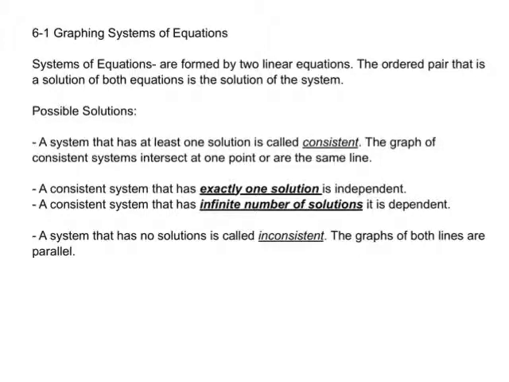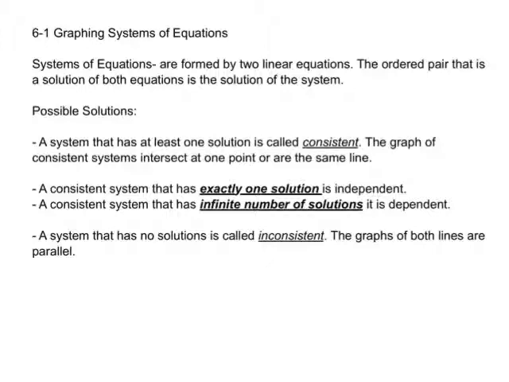For this lesson, we're going to start looking at graphing systems of equations. Systems of equations are formed by two linear equations, and there is one ordered pair that is a solution for both of these equations. So whatever we solve for x, that x is going to work for both of our equations, and whatever we solve for y, that's going to work too. So they're going to have exactly one ordered pair that works for both, and that ordered pair is going to be the solution.